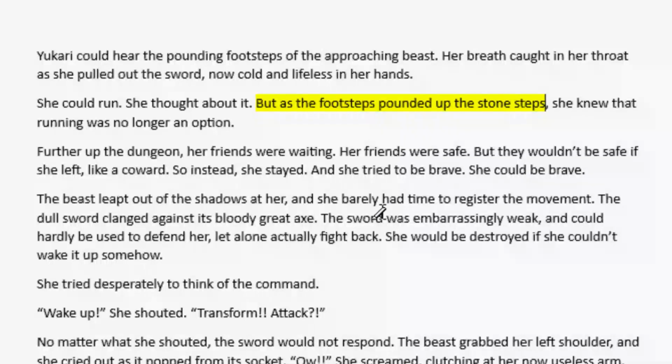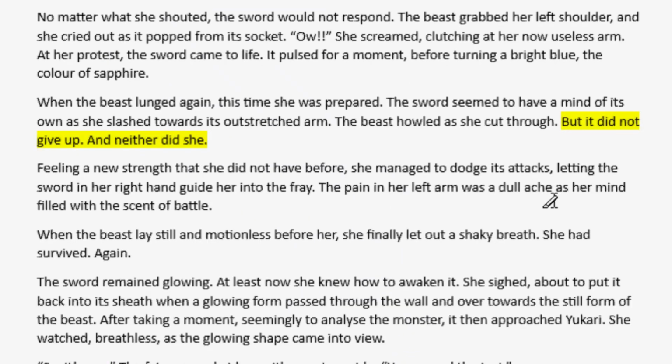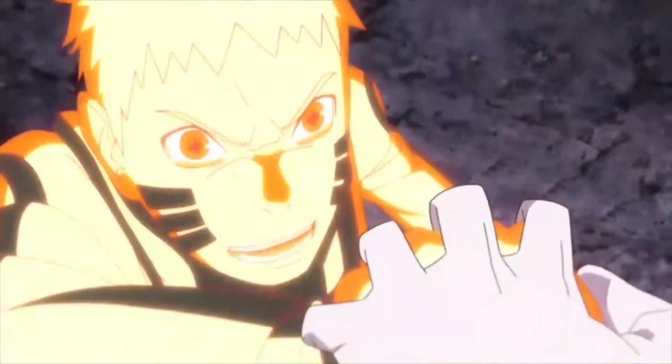I've also highlighted a few examples where it shows why the character is moving and why they are making certain decisions. Such as this point here where she thinks she would be destroyed if she couldn't wake it up somehow. Or this part here with, "but it did not give up and neither did she." These indicate that she didn't really have a choice in the battle scene. She had to fight back, or she would not survive the battle scene.